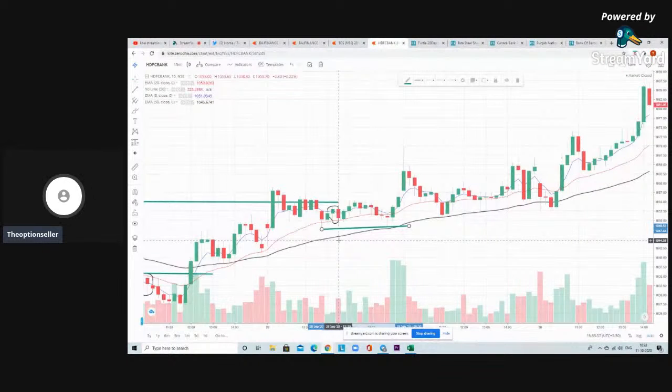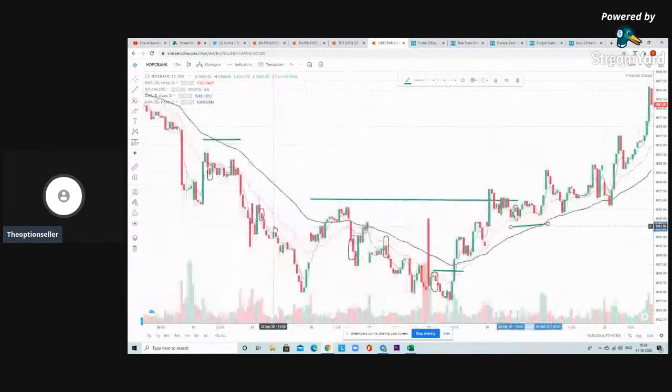Does volume have any effect on? No, we are not looking at volume at all. We are not looking at volume at all, guys. So this is a very simple system.